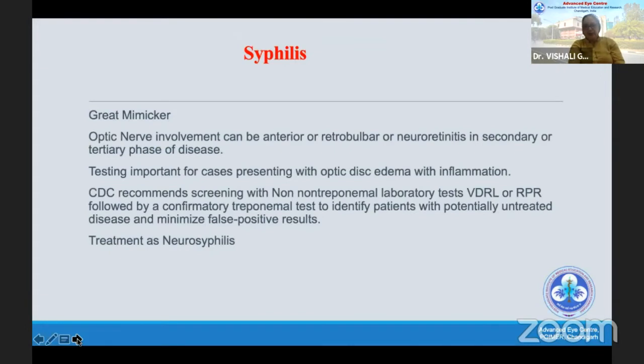Syphilis is a great mimicker. So when optic nerve gets involved in the syphilis, it could be anterior or retrobulbar or neuroretinitis, generally in the secondary or tertiary syphilis. And testing is important. Anytime you see optic disc edema with inflammation, syphilis always needs to be ruled out. And CDC recommends that you screen with non-treponemal lab test and then confirm it with treponemal test. Remember, if you have syphilis, always treat as neurosyphilis.